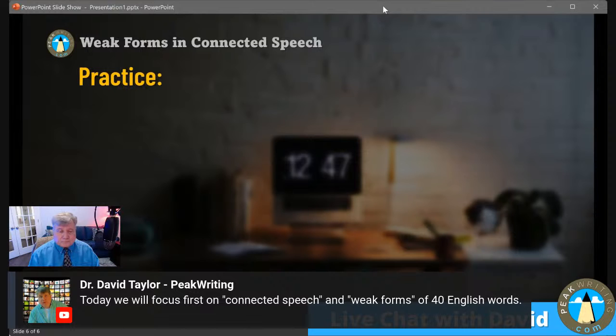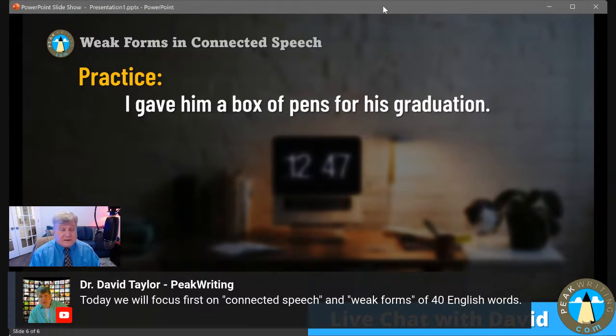Okay, let's practice a little bit. Let's take this sentence. First, we'll practice saying it in its strong form. And its strong form simply means that we're going to enunciate each syllable. I gave him a box of pens for his graduation. And that's the kind of speech that you would hear in formal presentations, addresses before large groups of people, and so forth.